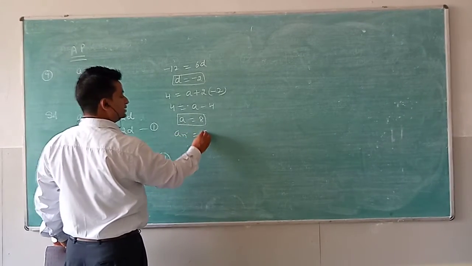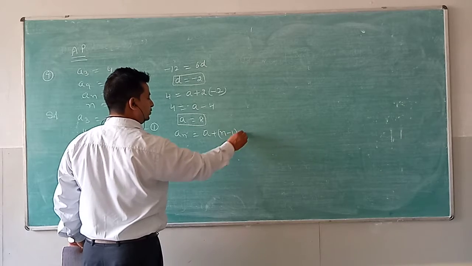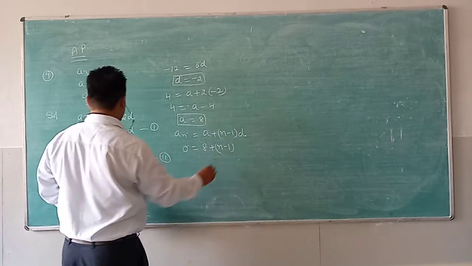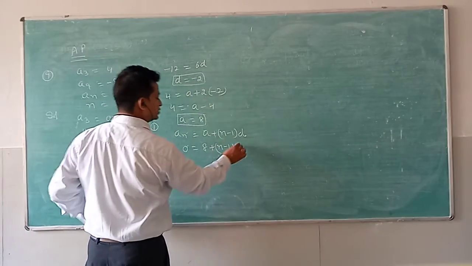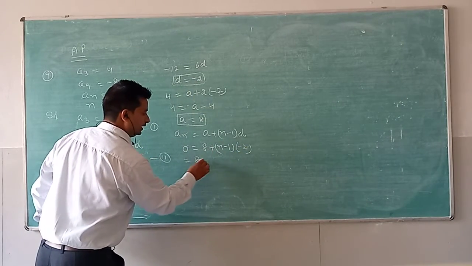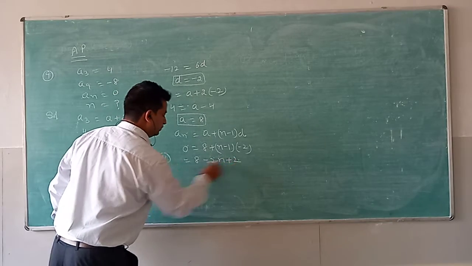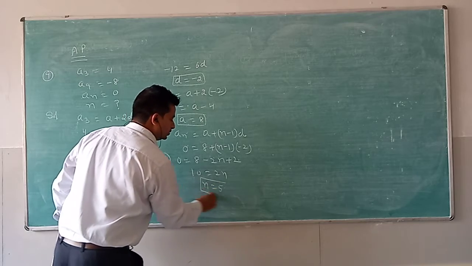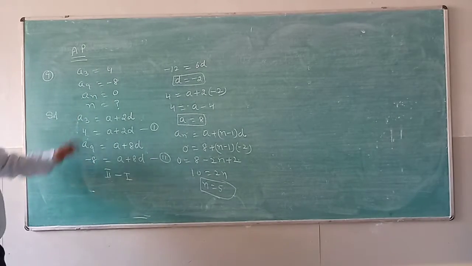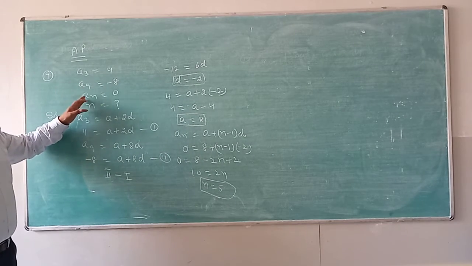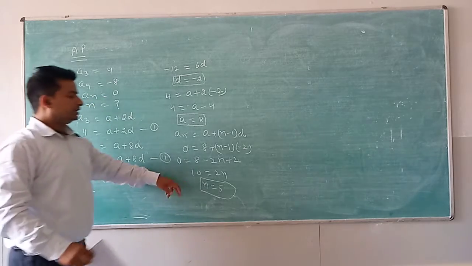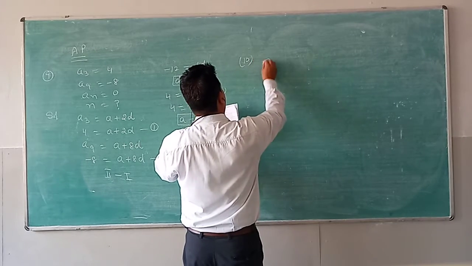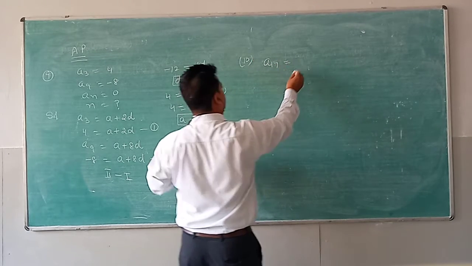In this, an is equal to a plus n minus 1 into d. an is 0, a is 8, n minus 1, and the value of d is minus 2. So this is 8 minus 2n plus 2. So 10 equals 2n, n is equal to 5. So the term which makes an equal to 0 is n equal to 5.